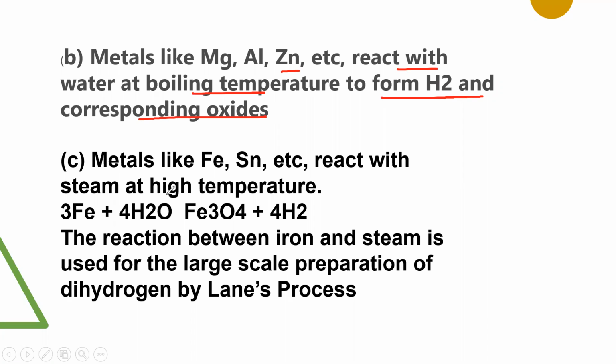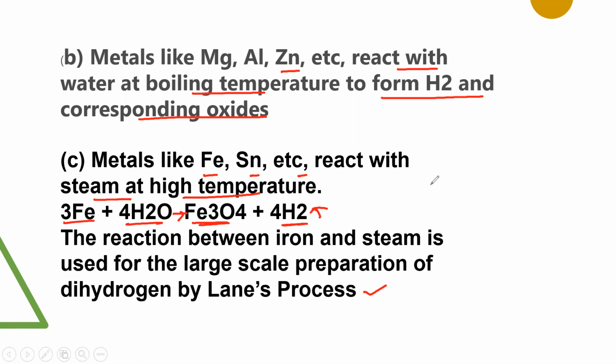Next, third one, metals like iron, tin, etc. react with steam at high temperature. So iron combines with steam, this is the steam form, and forms iron oxide, that is ferric oxide plus hydrogen gas. So the reaction between iron and steam is used for the large scale preparation of dihydrogen by Lane's process. So this is the commercial preparation of hydrogen, and the reaction is also reversible.